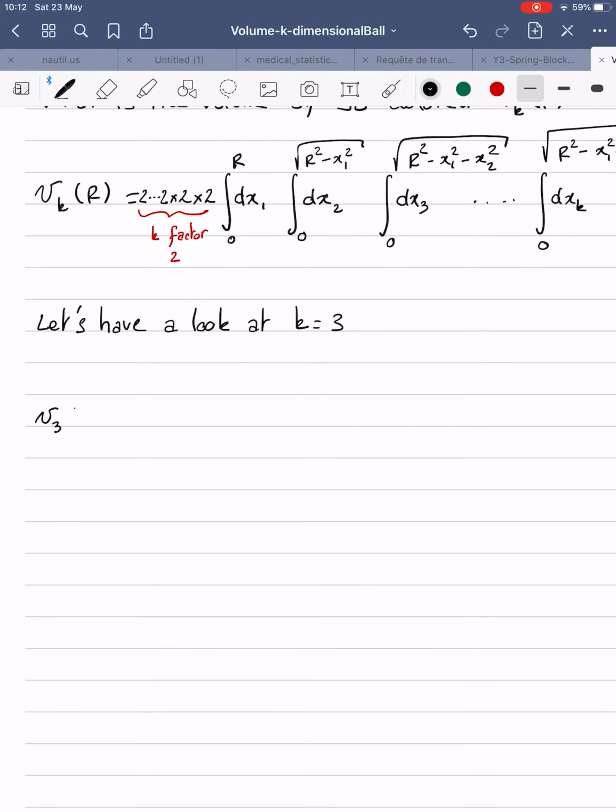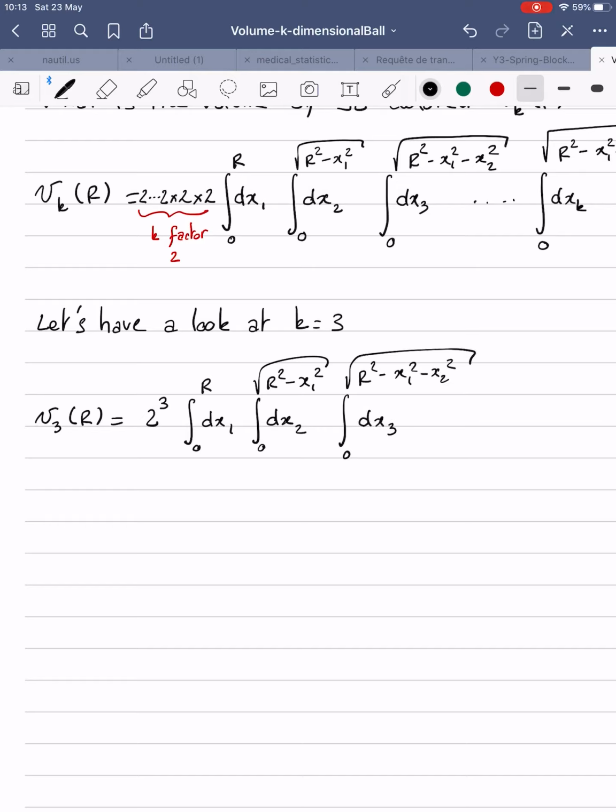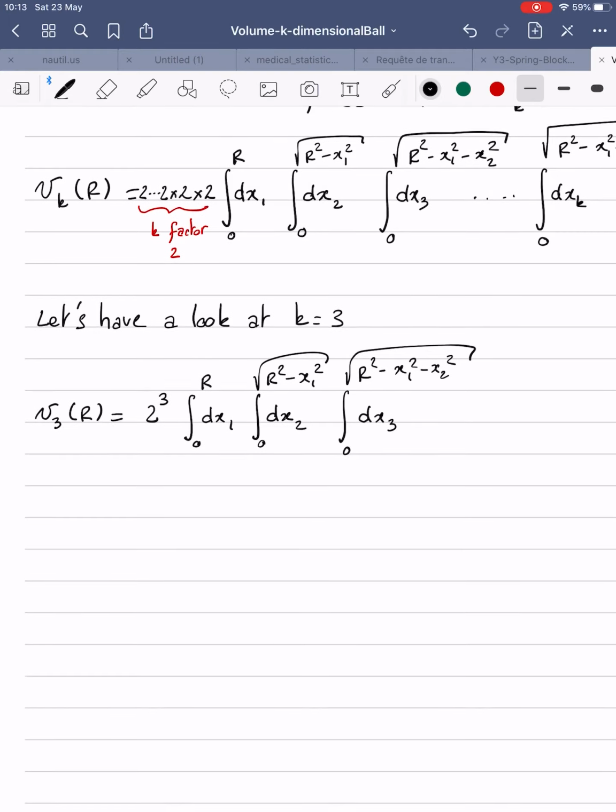Well, v3 of r would be then 2 to the power 3, and then I simply have from 0 to r dx1, then from 0 to r squared minus x1 squared dx2, and then from 0 to r squared minus x1 squared minus x2 squared dx3. Okay, now this first integral with respect to x3 is trivial, right? Because I've got to integrate 1. An integral of 1 is simply x3, so that's fine.